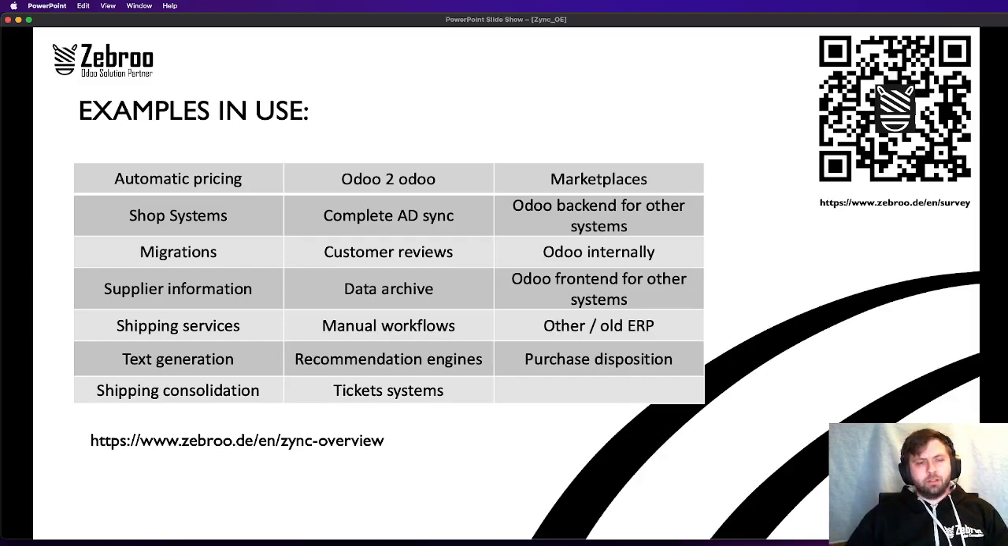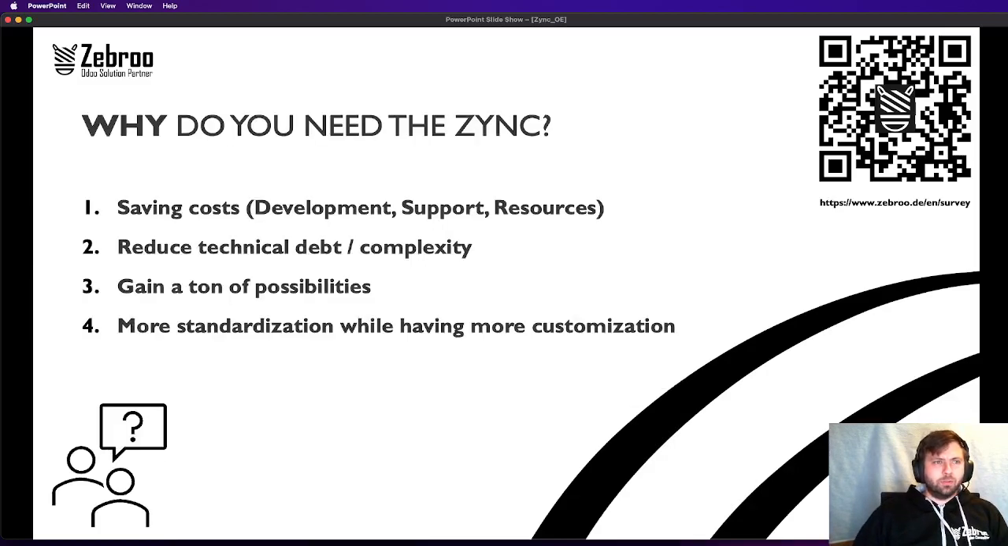It's not 100% done, but I will continue to add all the examples we have and explain it there even more. So, why do you need a system like this? Why do you need the Zync? In general, having a framework that takes most of the complexity out saves you cost because you need fewer developers, fewer external resources, less expensive people, and less time on support because it's easier and more standardized.